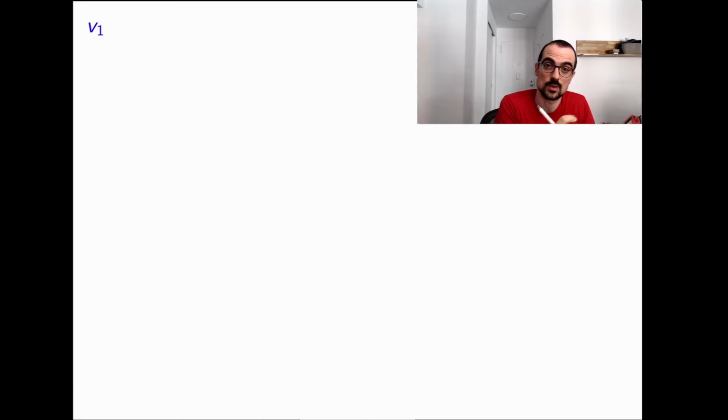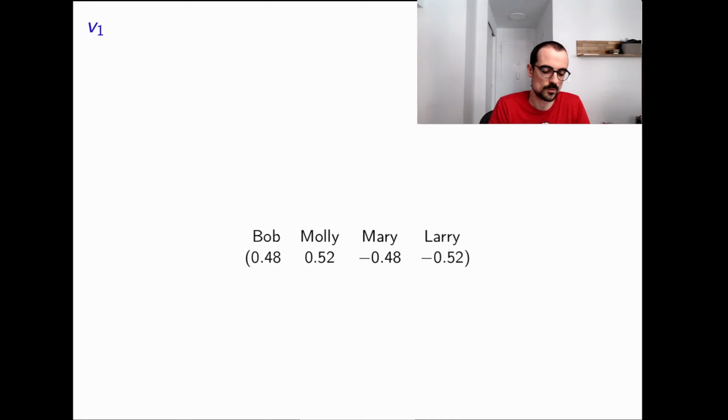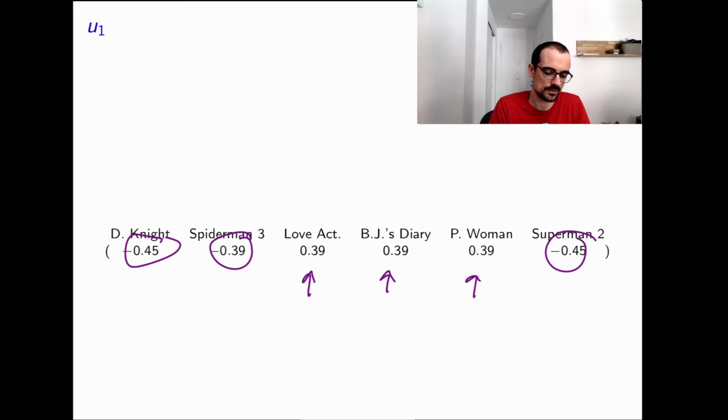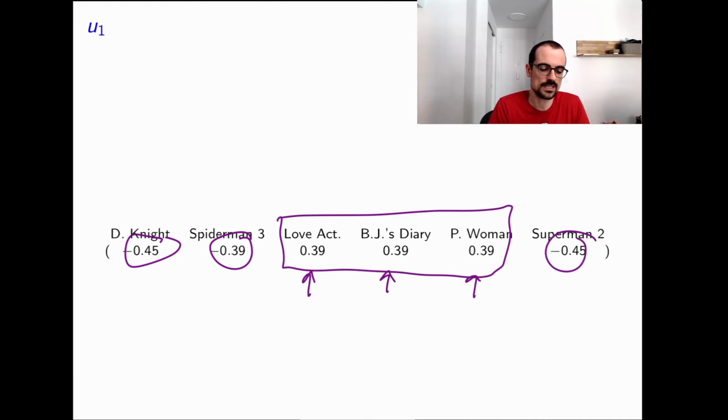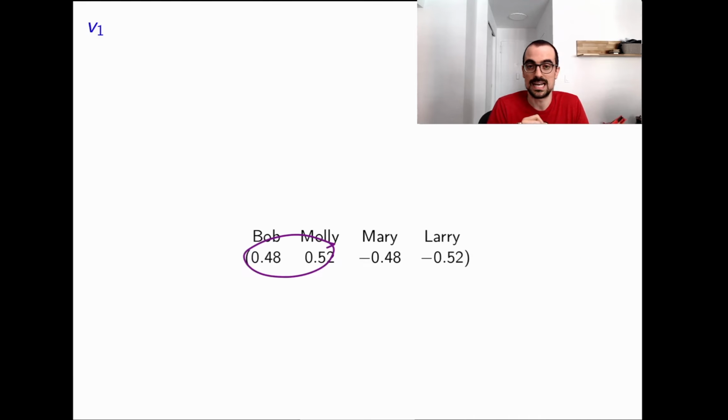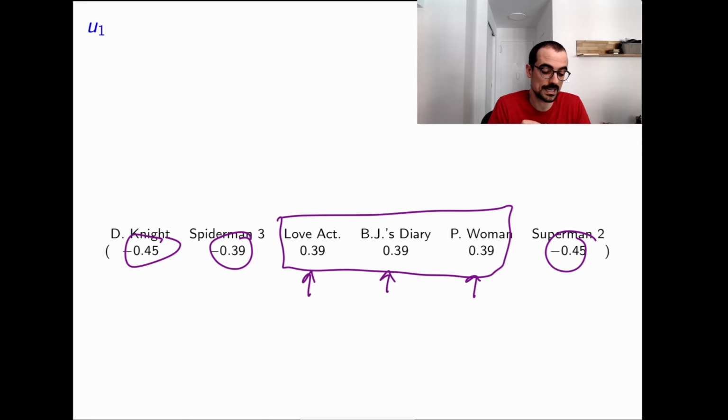So this will tell us whether each user likes romantic movies or superhero movies. It turns out that Bob and Molly, we need to work this out. The positive entries were the romantic comedies. So Bob and Molly like romantic comedies, because when we build the low rank estimate for Bob, we're going to take this 0.48 and multiply it by each of these entries and then by the singular value.